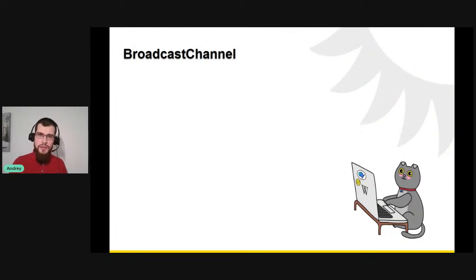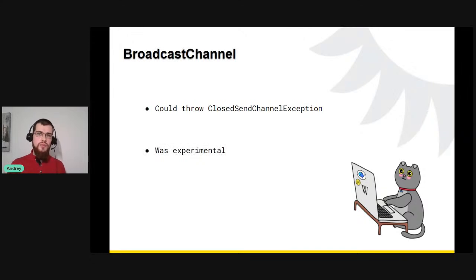But I tried to use it some time before, and to be honest, I don't like it. The most scary thing is that if the channel is closed and you try to emit a new value to it, it will throw an exception. Another point is that broadcast channel was experimental, so it could change a lot after release. In this case, it was deprecated because we have shared flow now. So yeah, that's why I always think twice before using something experimental in our production code.